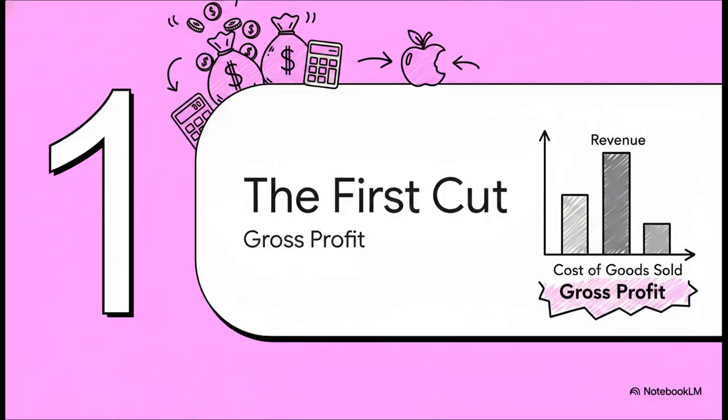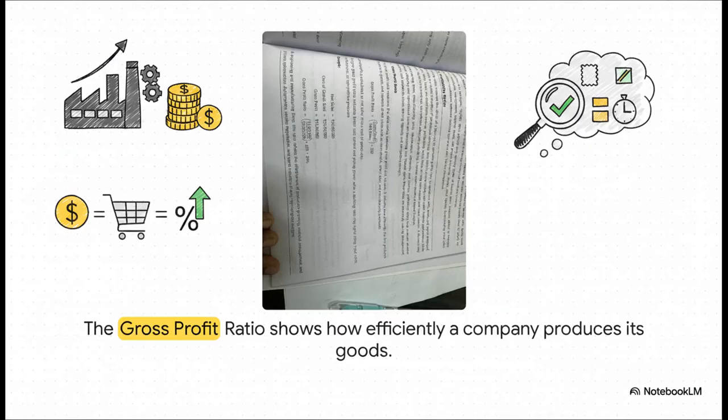Okay, so our very first step is to figure out how much profit a company makes just from its core product, before we even think about other business expenses. This brings us to a really fundamental ratio, gross profit. To get the gross profit ratio, it's pretty simple. You just divide the gross profit by the net sales. And this little number is a huge deal. It tells you exactly how efficiently a company is making its products and managing its direct costs, things like raw materials and factory labor. So a higher number here, that's a really good sign that they're being smart with their spending.